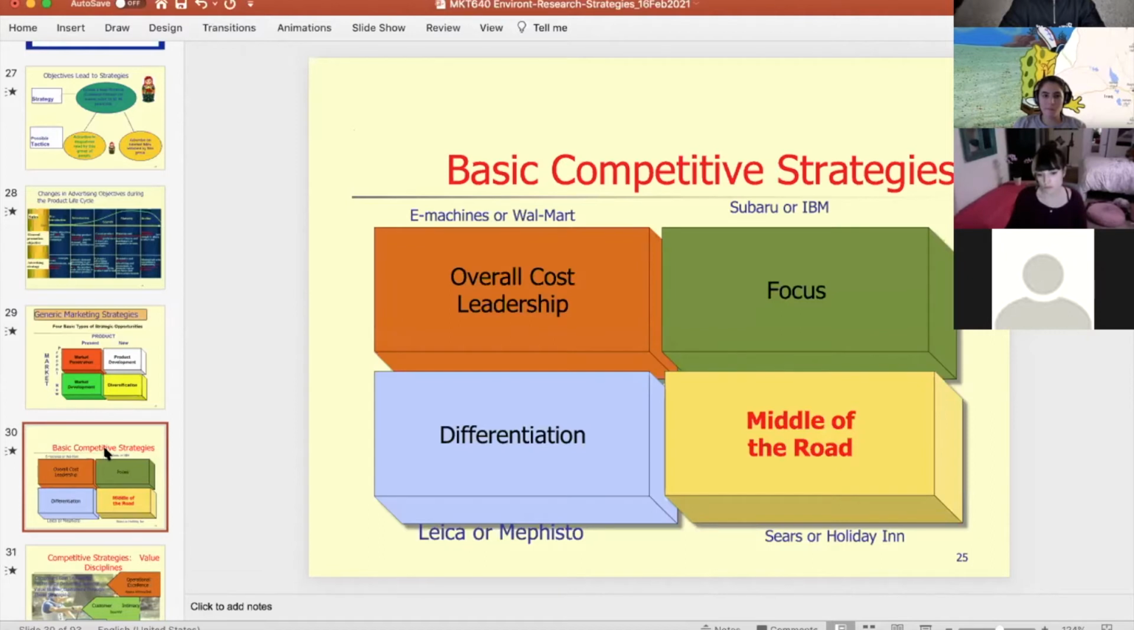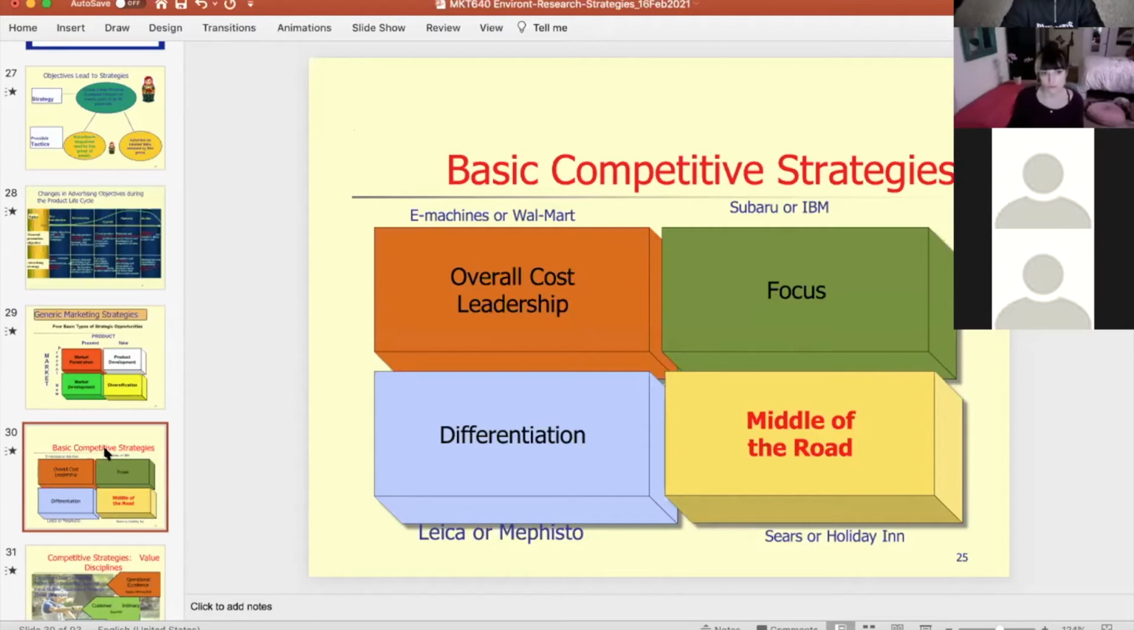There's 4 additional strategies which are called Porter's strategies. So Porter is also a very famous professor, and he talks about strategy, one of his specialty. And here he has this basic competitive strategy. So one is called overall cost leadership.